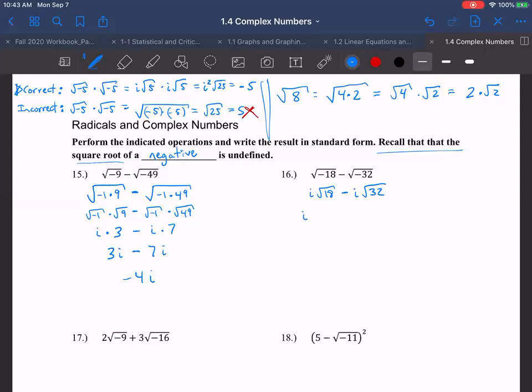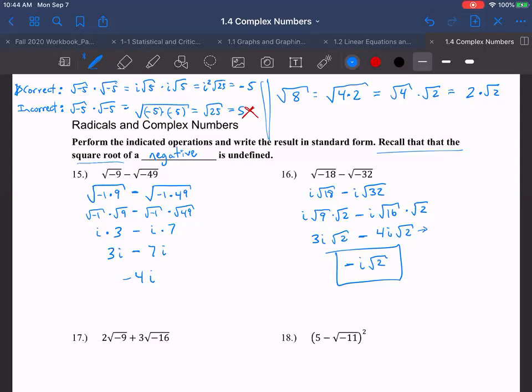So I can change this to i times the square root of 9 times the square root of 2. Square root of 9 times square root of 2 is the square root of 18. And over here, I can make this square root of 16 times square root of 2. Now, square root of 9 is 3, so I have 3i times the square root of 2. And square root of 16 is just 4, so I have 4i times the square root of 2. Now, since my radicals are the same, I can go ahead and combine them. I just have 3i minus 4i, which is negative 1i times the square root of 2. All right, there is my correct answer.